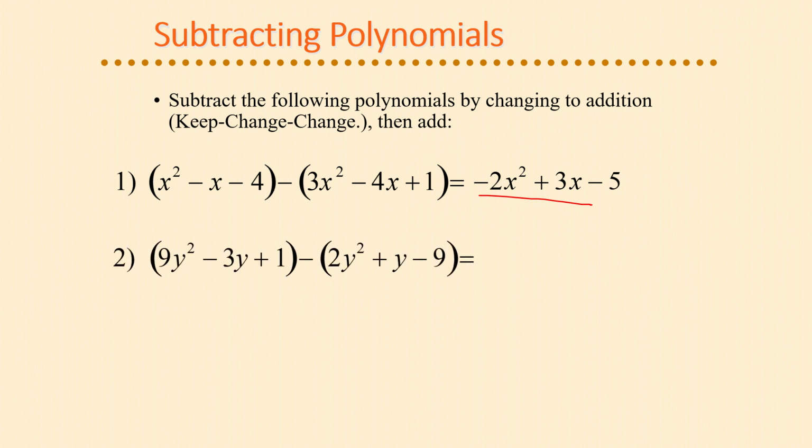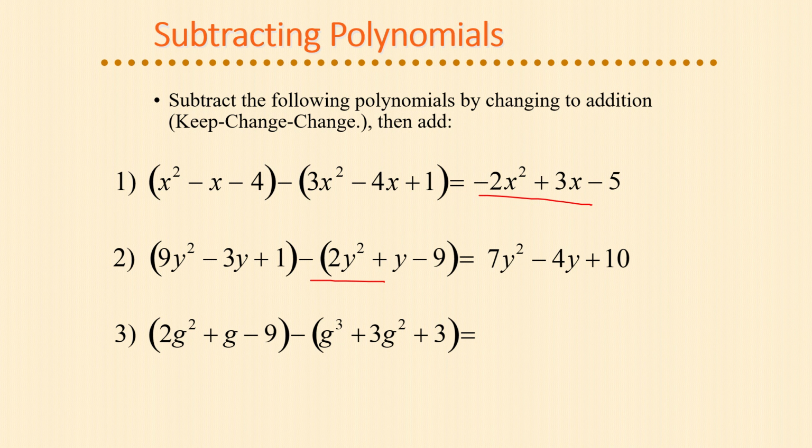So for this example, we have 9x squared minus 2y squared, that is 7y squared. And then we have negative 3y minus y is negative 4y. And then we have 1 plus 10. Because negative, negative is positive, so 9 plus 1 is 10. That's why we get this answer.